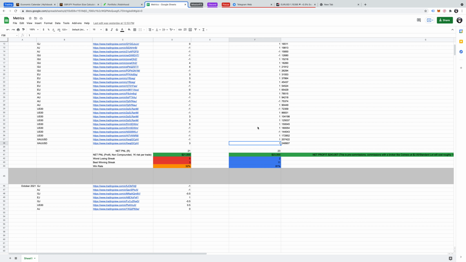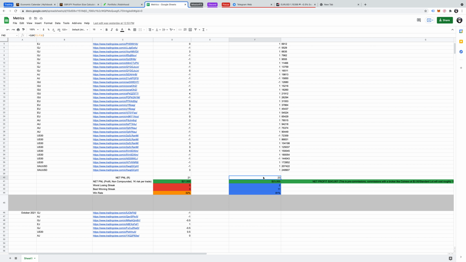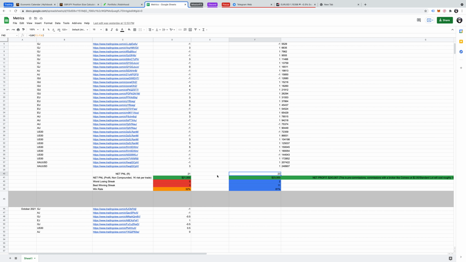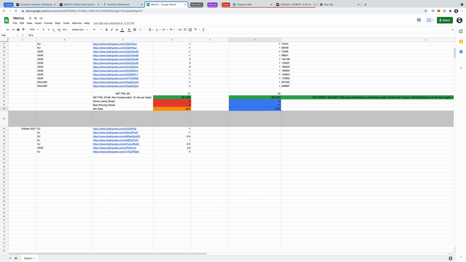But if I was just targeting a 1-to-1 risk reward ratio, not even compounding it, I would have been more profitable, which is kind of hilarious. Barely more profitable. I would have made 2K extra. But the win rate is 81%. So with the 81% win rate, like what the hell?